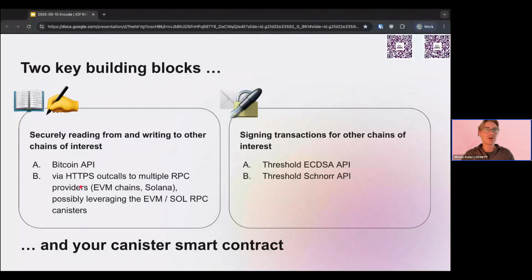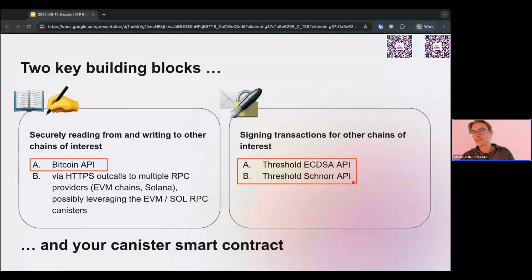So if you're a developer and you want to read and write to EVM or to Solana, the easiest way to do so is to talk to those canisters that abstract a lot of the complexity away from you. And of course, we're going to focus on the Bitcoin API here, and my colleagues will probably cover this part in more detail. And then if you want to build on Bitcoin, the other thing you need is threshold ECDSA or threshold Schnorr signatures. And for this, you use the corresponding APIs.